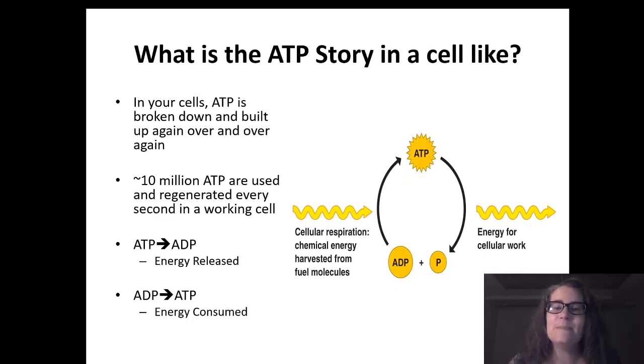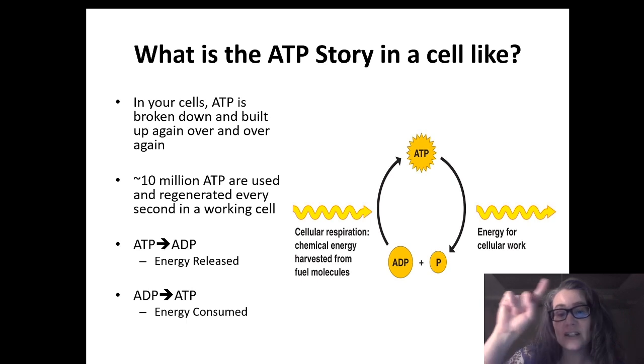Now, what is the ATP story like for cells? In your cells, ATP is actually built and broken down over and over and over again. In reality, a working muscle cell, so if you were running a marathon and working a muscle cell, you are spending about 10 million ATP and then regenerating 10 million ATP per second.